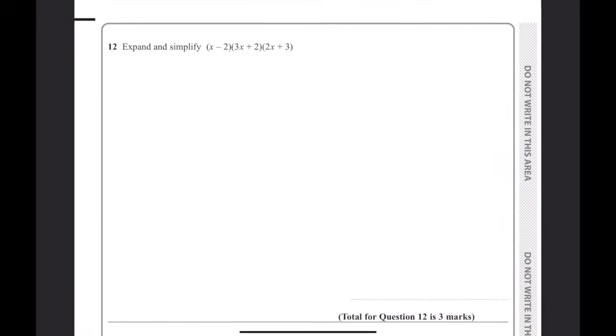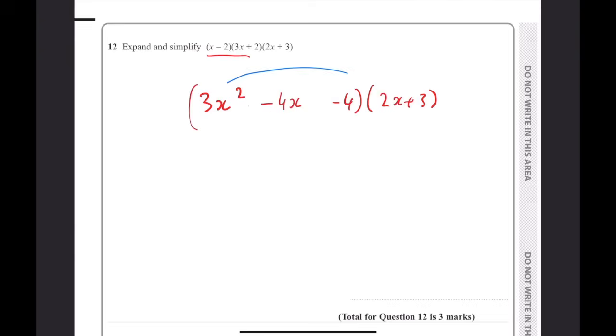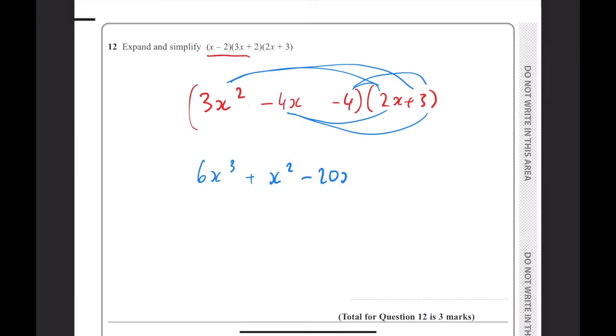Expand and simplify a triple bracket. So for those of you that don't know, treat it like a double bracket first, so just do the first two. That's going to be 3x squared plus 2x minus 6x minus 4. And obviously we can simplify those two middle terms to make minus 4x. And then what we do from here is we just do a triple claw kind of thing. And that is going to give us 6x cubed plus x squared minus 20x minus 12. And we cannot simplify any further than that.